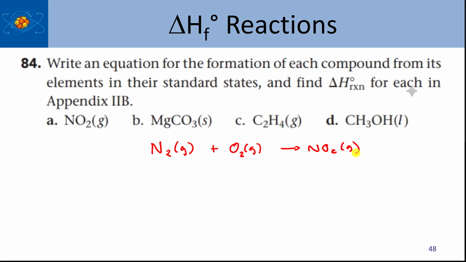And now here's the deal. How did I know it was nitrogen gas? How did I know it's oxygen gas? Because those are the forms of the elements you are most likely to find them in nature. They're diatomic gases, so we use their diatomic forms. Carbon is a solid. Iron, magnesium, all those would be solids.